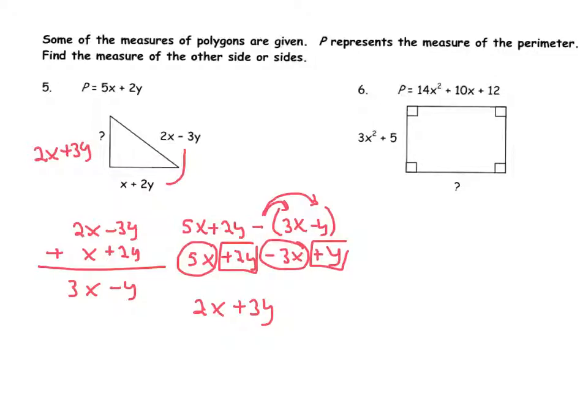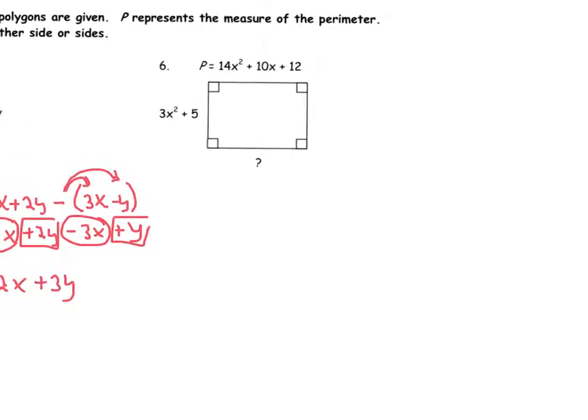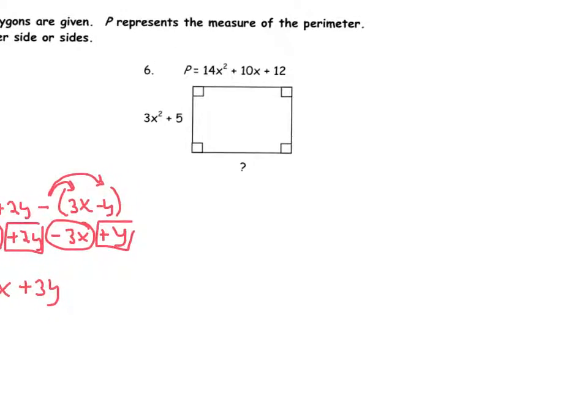All right, let's try another one. For number 6, we have a rectangle, and it tells us the perimeter is given, and we need to know what this side is. So what we're going to need to do is subtract. The first thing that I need to realize is that I have 4 sides and that I have 2 sides that are 3x squared plus 5.